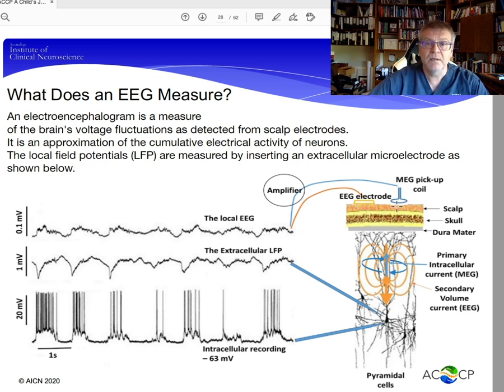So this is the electrode outside the scalp, and this is going back to the amplifier because that signal has to be amplified before we can have any meaningful use of it.